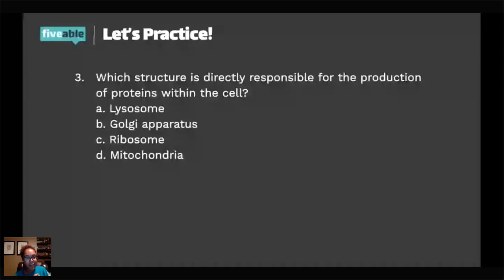Mitochondria, the powerhouse of the cell, which I would say to think of as a power plant, is responsible for cellular respiration and not at all the production of proteins. Ribosome is responsible for the production of proteins. That is its sole job. It can be on the endoplasmic reticulum, not on the endoplasmic reticulum, wherever it is, it's responsible for producing proteins.